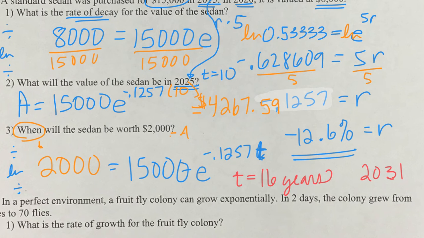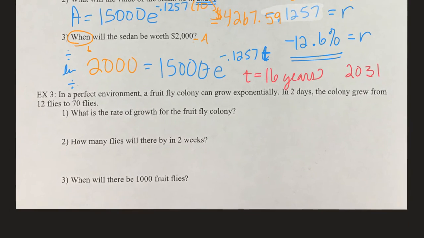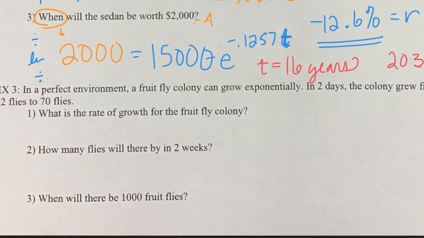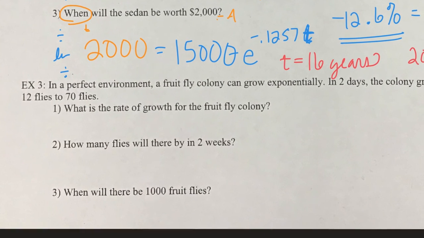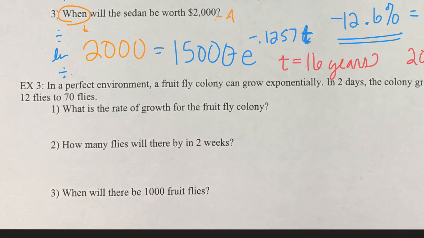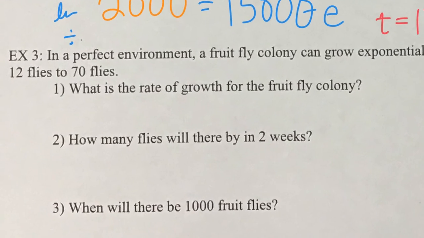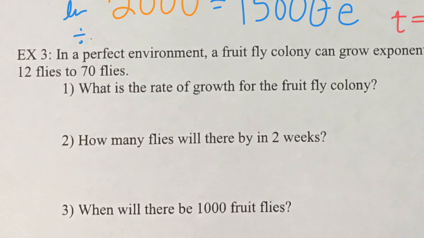Okay, so both answers would be acceptable. You either write 16 years is the time, or you could write in the year 2031, the car will be worth $2,000, if everything goes well and it's well made anyway. So our last example here is about fruit flies, those pesky little fruit flies. In 2 days, the colony grew from 12 to 70. 12 flies became 70 flies. So what is the rate of growth?